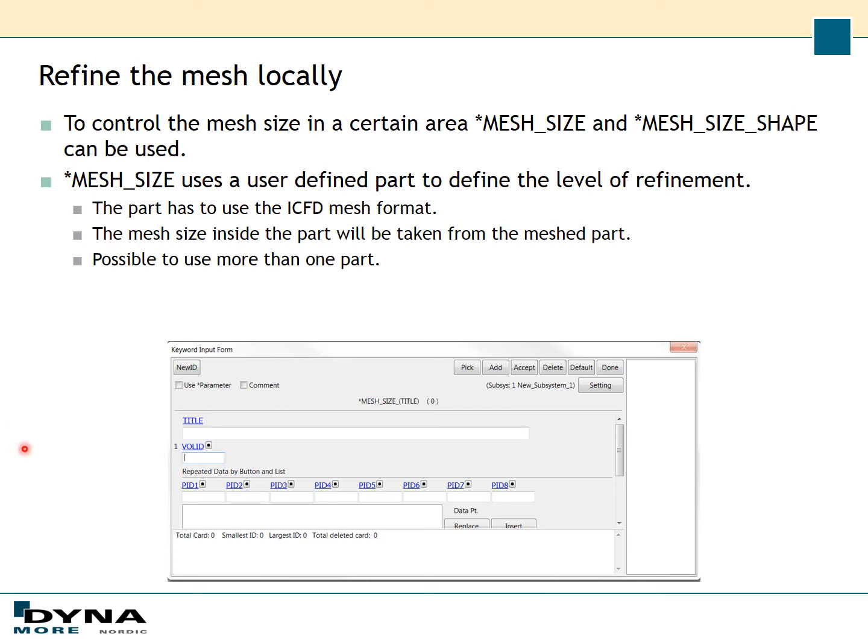So what you do is that you specify the volume ID that is set on the mesh volume keyword, and then you create that part that you want to use, and don't include that part in the mesh underscore volume keyword, only include it here, and then press insert and accept.